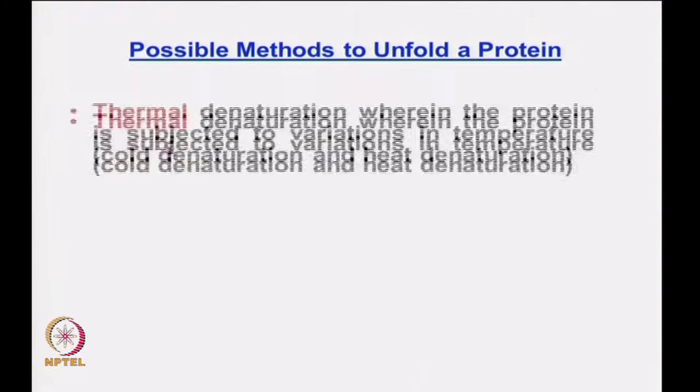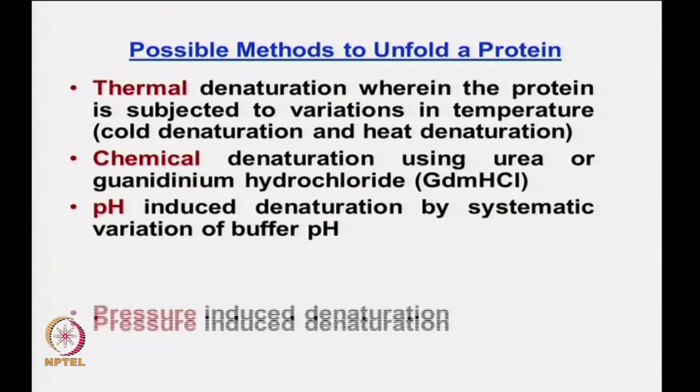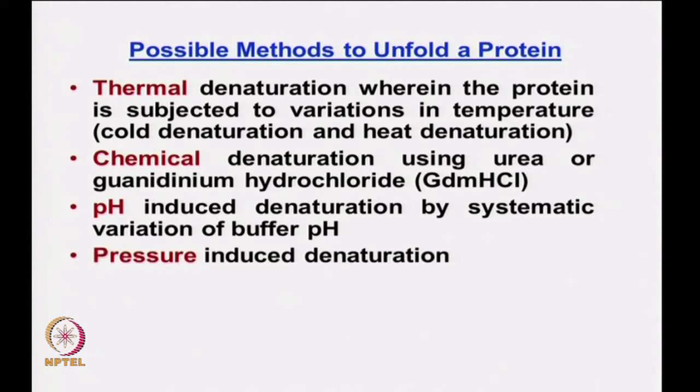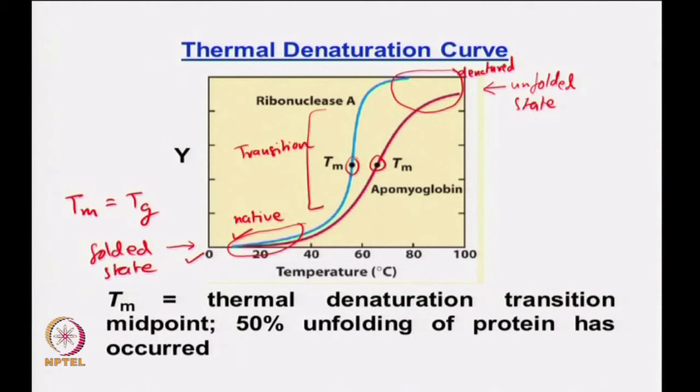So, what are the possible methods to unfold a protein? This we looked at. One was thermal, one was chemical, one was pH, and the other was pressure. And again, the main idea is that you perturb the equilibrium and determine the fraction of protein folded or unfolded. Now, since we are doing a denaturation, that means we are going to the denatured state, we would rather look at the fraction unfolded or the fraction denatured.